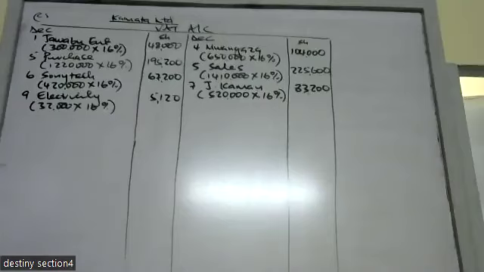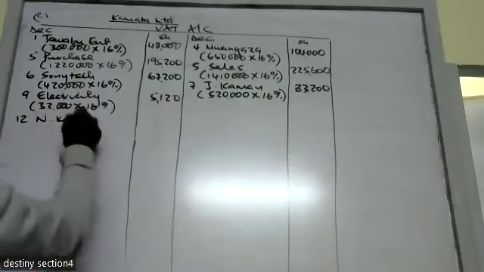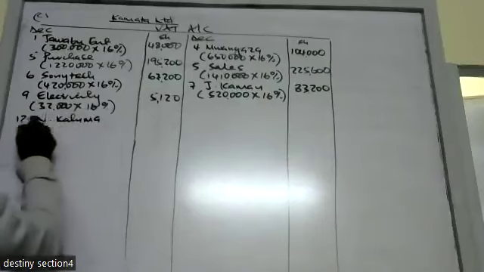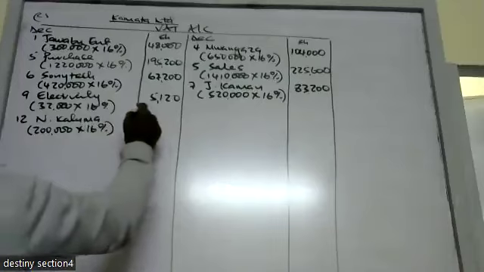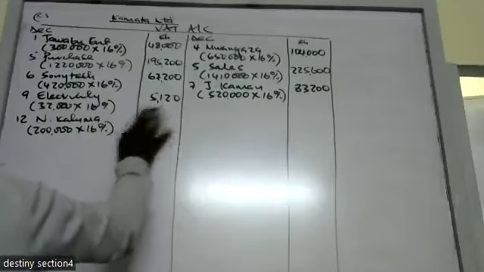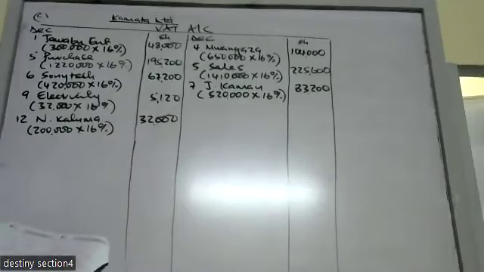The next date after 9 should be 12. Now date 12 is one, and it is in the purchases day book. I think it is that Kaluma one of 200,000. So you come here and say 12 and Kaluma. So it's a purchase of 200,000 times 16%. Now that's 32,000. So we debit 32,000. That's date 12. We don't have any other date 12.